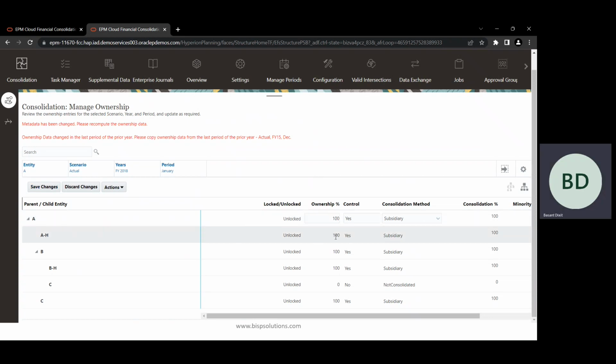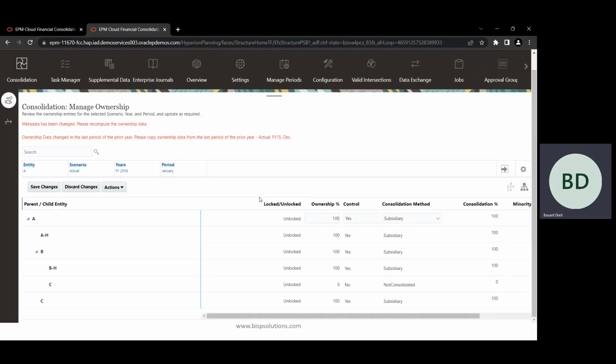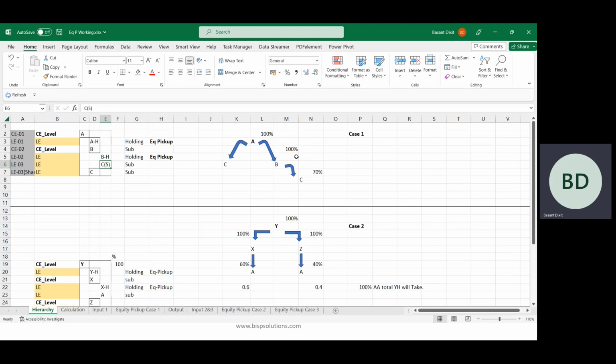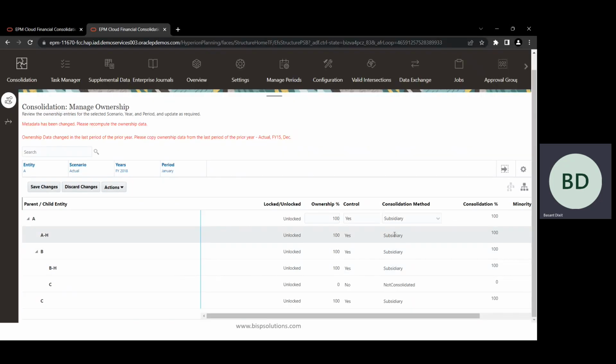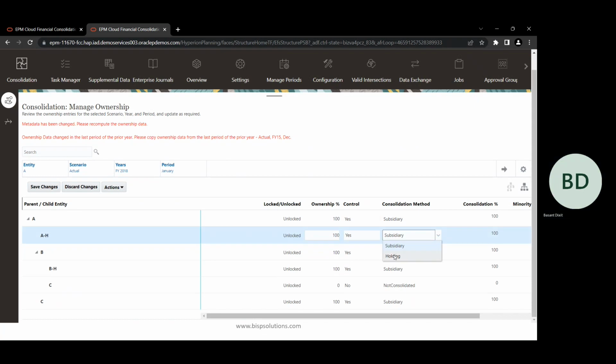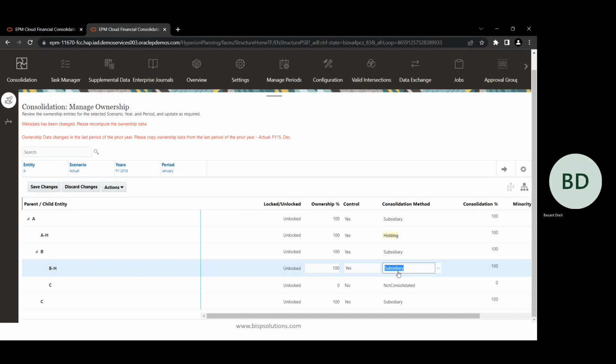Okay, so as you can see, we have 100% A and 100% B. A has 100% ownership in B. So in B, we have to make this first holding, and control is 100%, ownership on, and consolidation percentage is 100%. So B is a wholly owned subsidiary, and I have made this holding. But as you can see, at the top level, B is still the subsidiary of A.